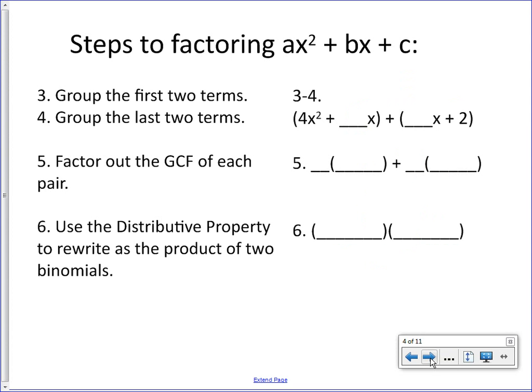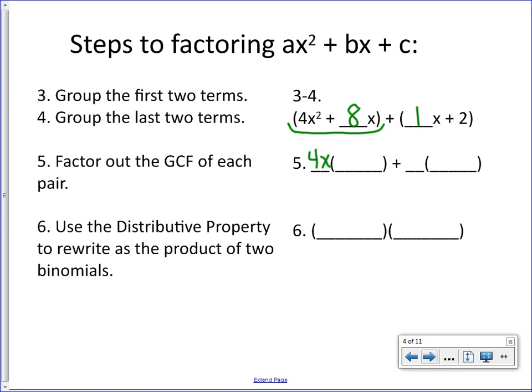Now, in step 3, what we're going to do is group the terms. Group the first two terms together, the 4x squared plus 8x, and group the last two terms together, the 1x plus 2. Now we're going to factor out the greatest common factor of each pair. So looking first at this, our greatest common factor of 4x squared and 8x, looking at the 4 and 8, would be a 4. And then there is an x in each term that we can factor out.